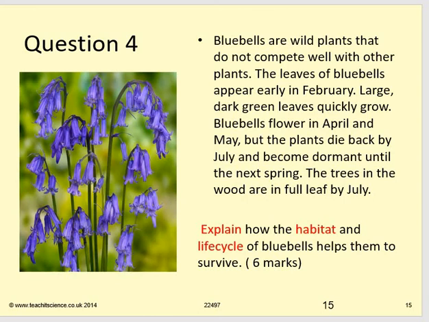Explain. Go back to your keywords, find out what you need to do with that. How the habitat, you know that word, that's a keyword from our topic, and life cycle, you know what that is already, of bluebells help them to survive. 6 marks. So you're going to write 3 marks about the 3 bits of information about the habitat and 3 bits about the life cycle to do your 6 marks all together. And 6 marks should take about 6 minutes. That means you are going to need to pause the video while you do it now.